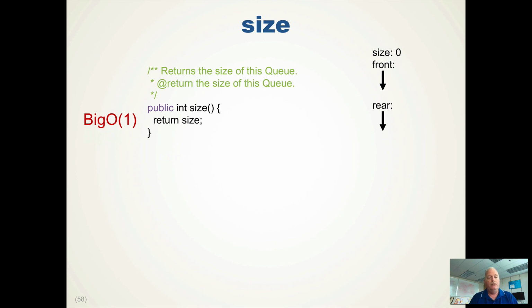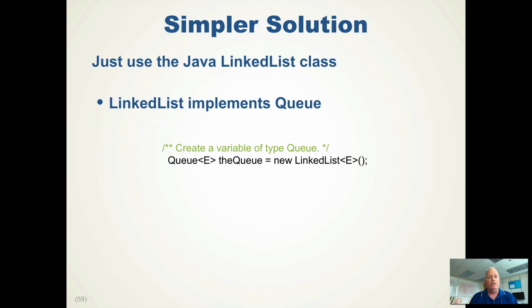We implemented our own queue, and it's fairly simple, although we do have to keep track of front and rear. We have to understand the inner node class. Not that complicated, but there's a simpler solution than implementing your own. We just use the Java LinkedList class. The Java LinkedList class implements the Queue interface. So we just create a variable of type Queue, q in this instance, and we assign it a new LinkedList instance. And now, because the type of the variable is the interface, we can only call the Queue interface methods.